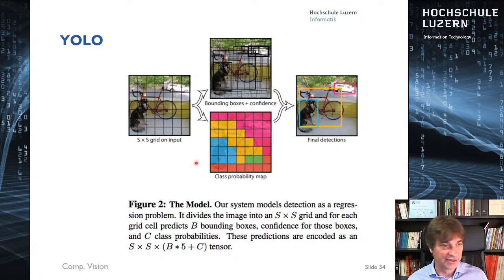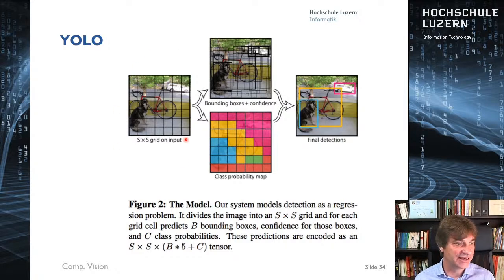Okay, so you start with an input image here. You make this grid. You can see it's not that fine, so it depends a bit on your image size and what you want to select here. Here we have a 7 by 7 grid, so we have 49 cells. First, for each of those 49 cells, the network predicts the class probability of that cell.